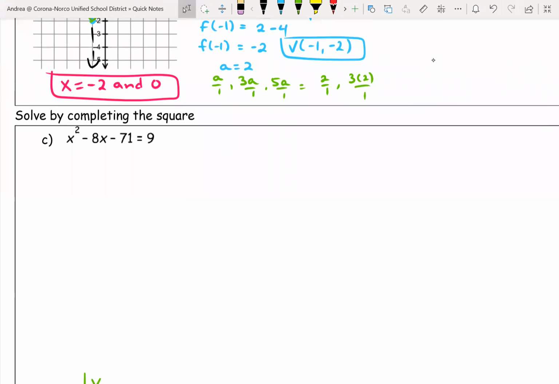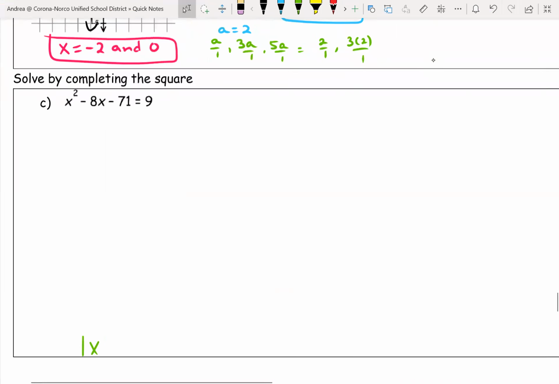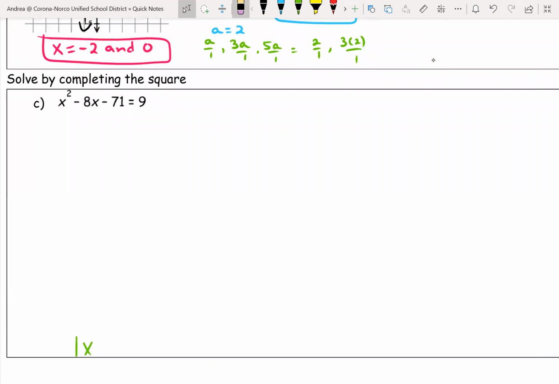Okay, next way we solved quadratics was by completing the square. Yay, completing the square. Okay, so we're going to solve this one by completing the square. Okay, again, not all of them can factor, so your options would be to complete the square or use the quadratic formula.